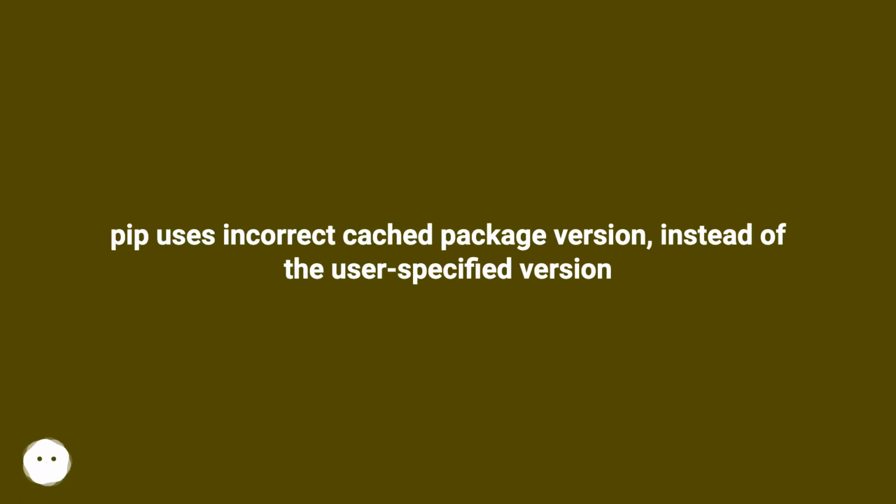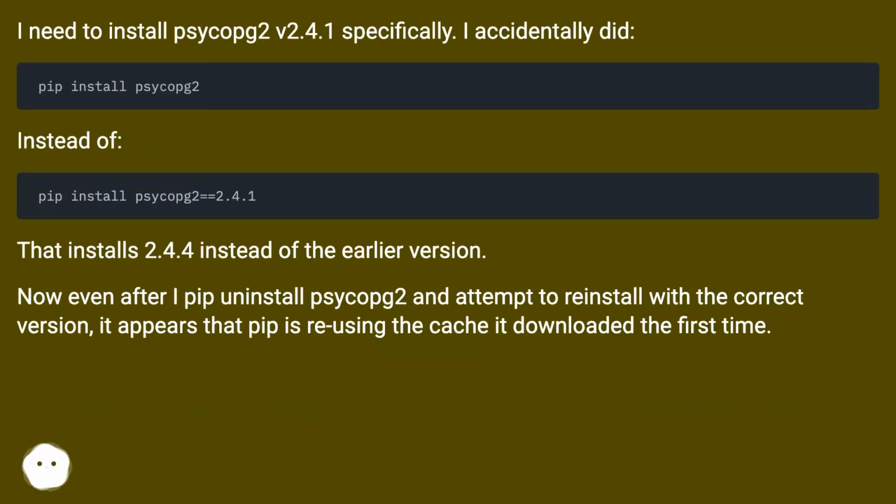pip uses an incorrect cached package version instead of the user-specified version. I need to install Psycopg2 version 2.4.1 specifically. I accidentally ran the wrong command instead, and that installs 2.4.4 instead of the earlier version.